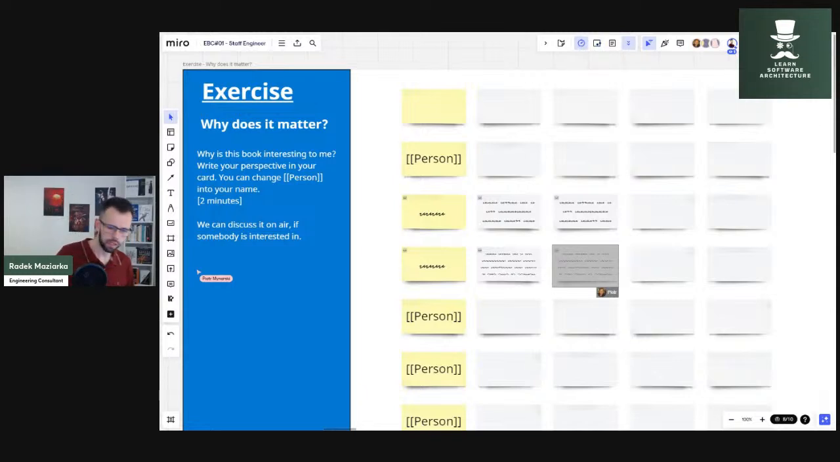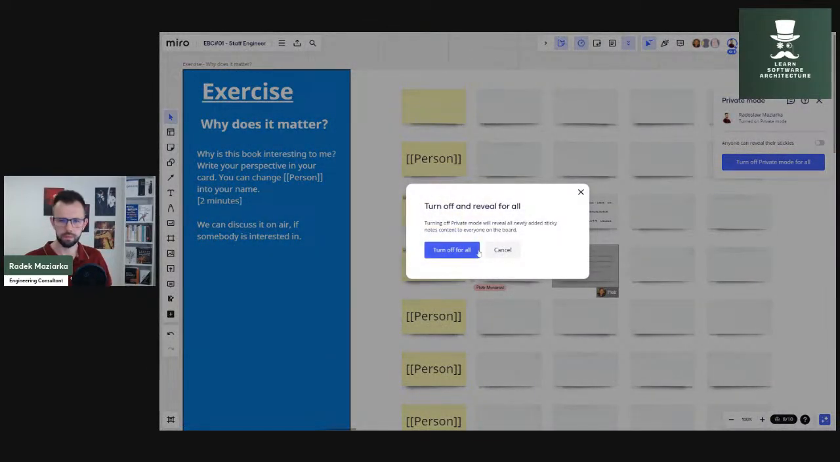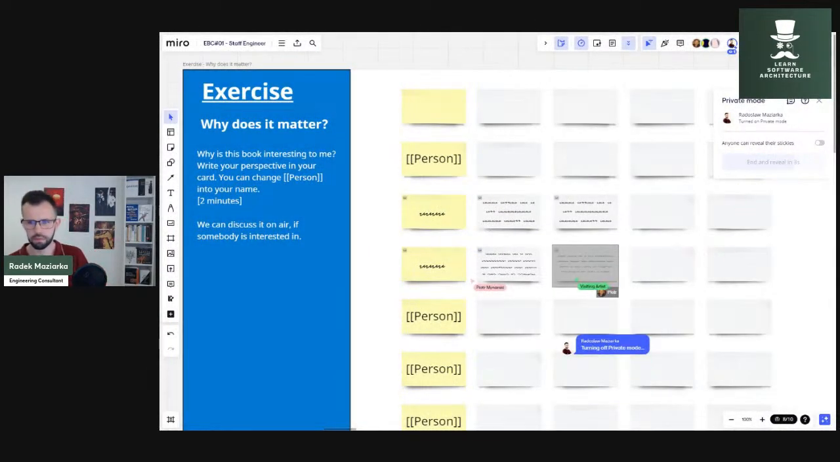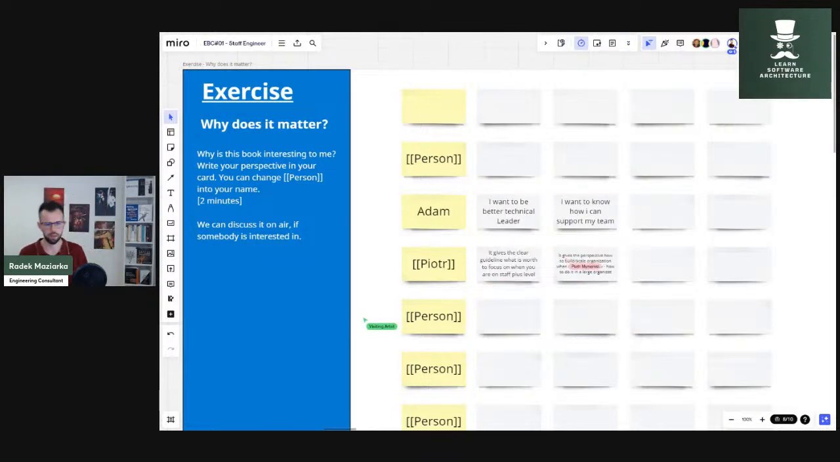Okay. So 3 minutes almost passed. I'm gonna reveal cards. Okay, there is a question from Adam regarding becoming a technical leader and how to support his team. There is also a requirement from Piotr about clarifying this role and what to focus on being on a staff level.